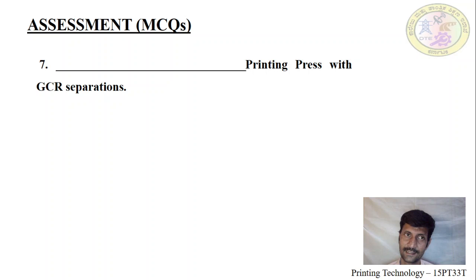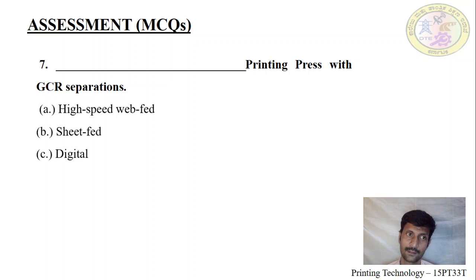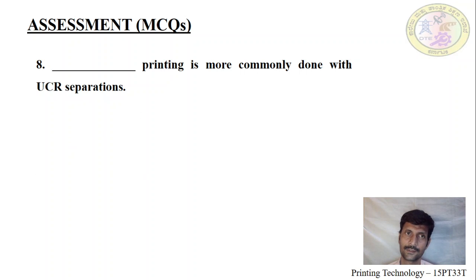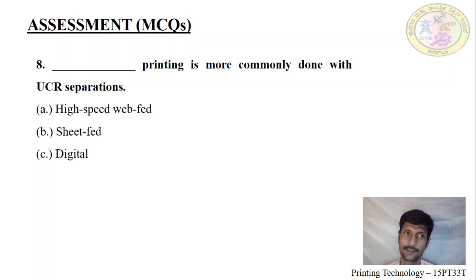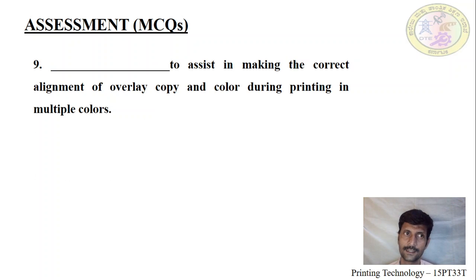Next question. Dash printing press with GCR separation: high speed web offset, sheet fed, digital, or none of the above. Where is gray component replacement used? Normally it is used in high speed presses. Next, dash printing is more commonly done with UCR separation to maintain a neutral balance: high speed web offset presses, sheet fed, digital, or none of the above.